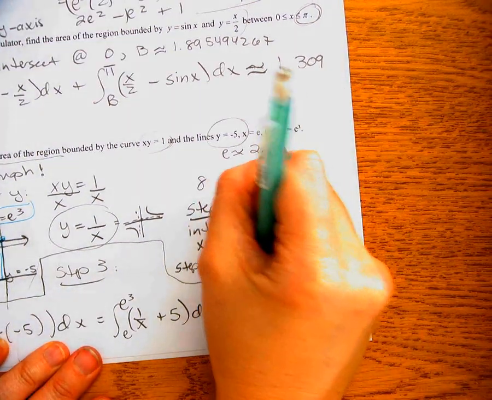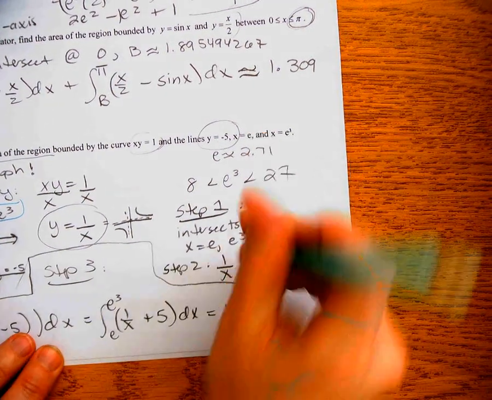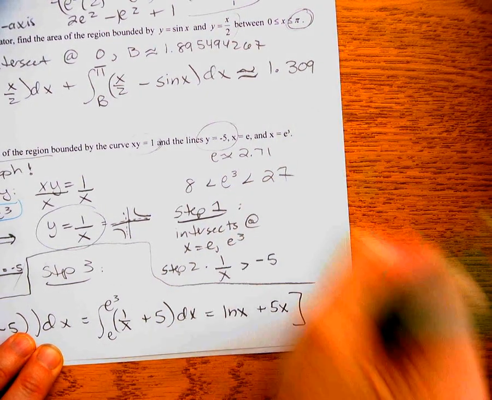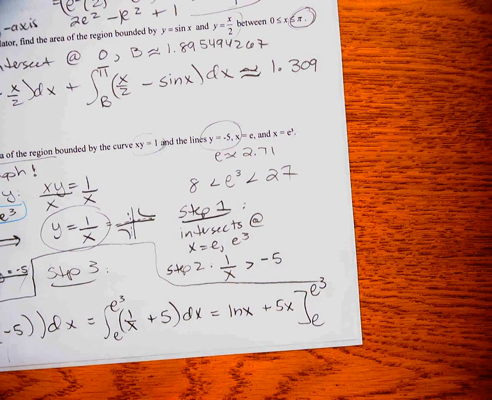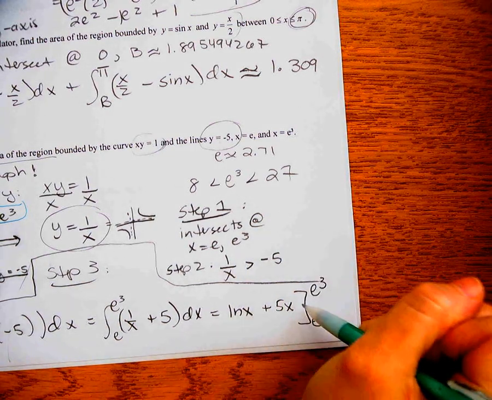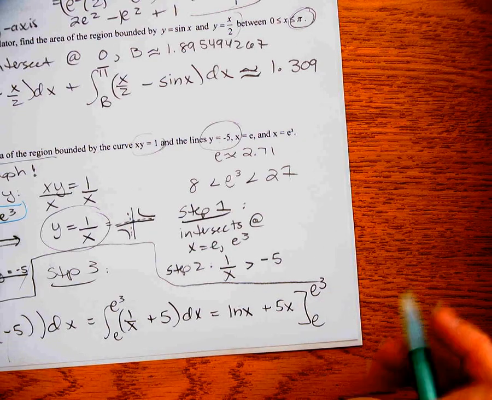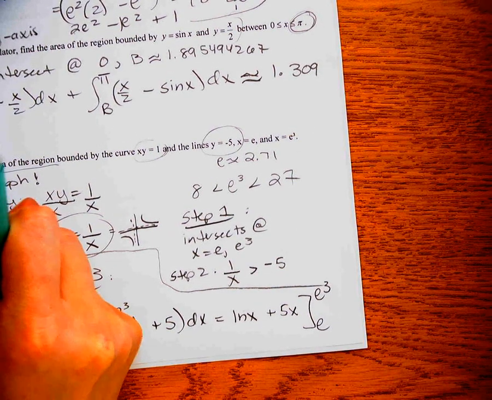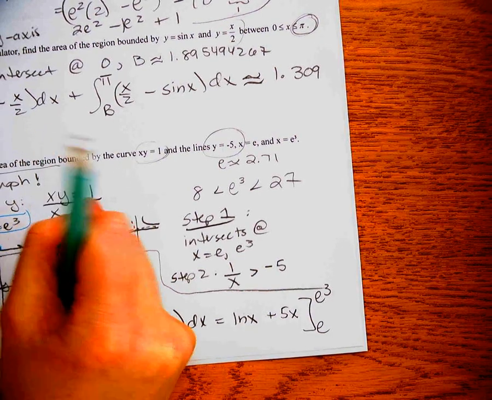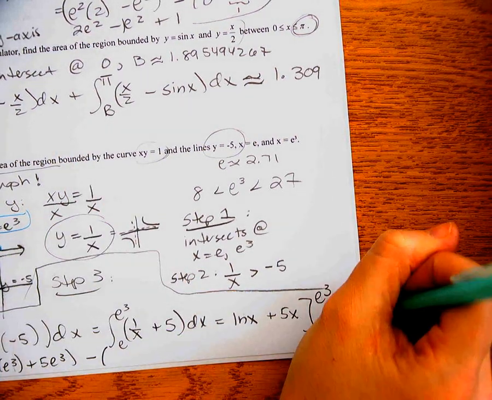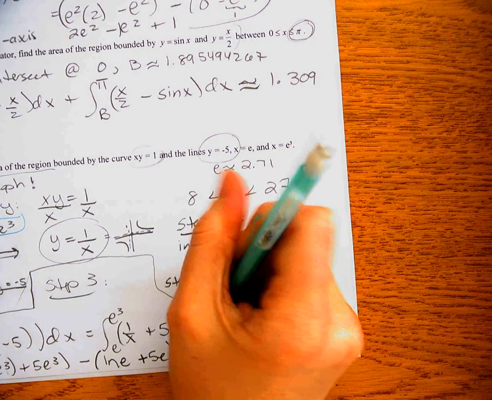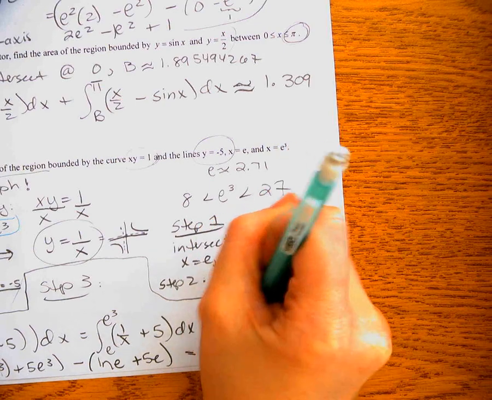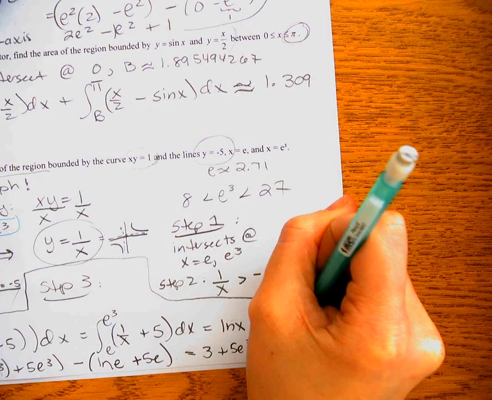And so the antiderivative of that, so the antiderivative of 1 over x is ln of x. The antiderivative of a constant is just the constant times x. And then we'll evaluate that from e to e cubed. So then I'm going to plug in e cubed in there and then plug in e and subtract them. So if I plug in e cubed, I get ln of e cubed plus 5e cubed minus ln of e plus 5e. So that's going to equal 3 plus 5e cubed minus 1 minus 5e.